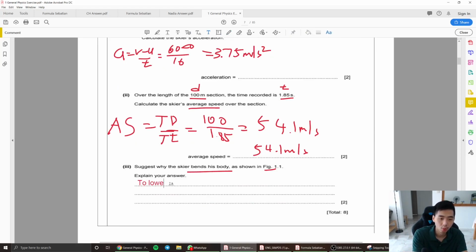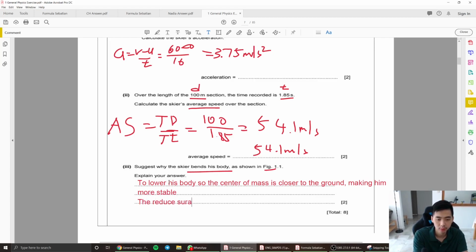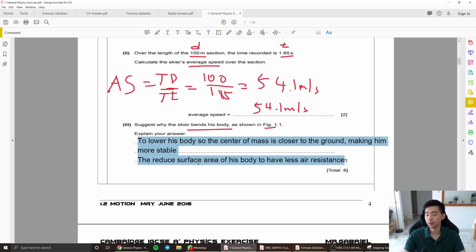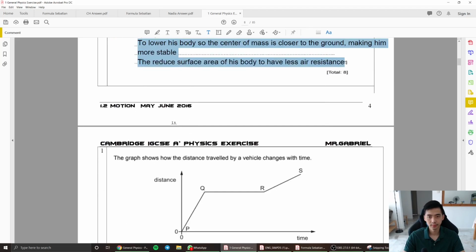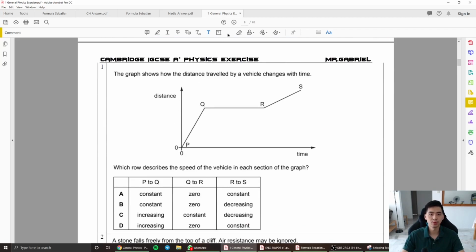To lower his body so the center of mass is closer to the ground, making him more stable, or to reduce surface area of his body to have less air resistance. Okay, either one is definitely acceptable. Okay, moving on to the next set of questions here.